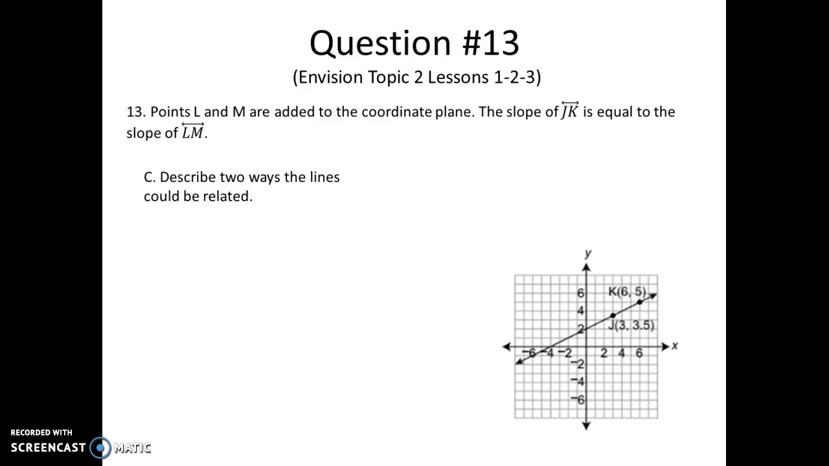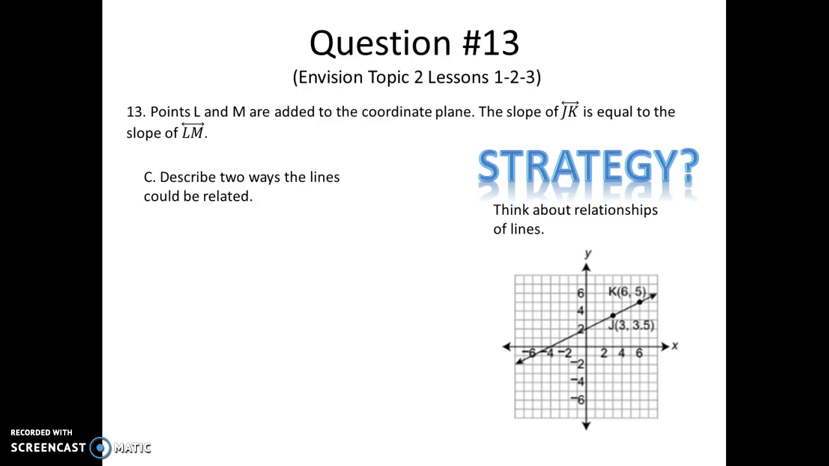Okay, now part C. Points L and M are added to the coordinate plane. The slope of line JK is equal to the slope of line LM. Describe 2 ways the lines could be related. Strategy: draw lines with the same slope on the graph.